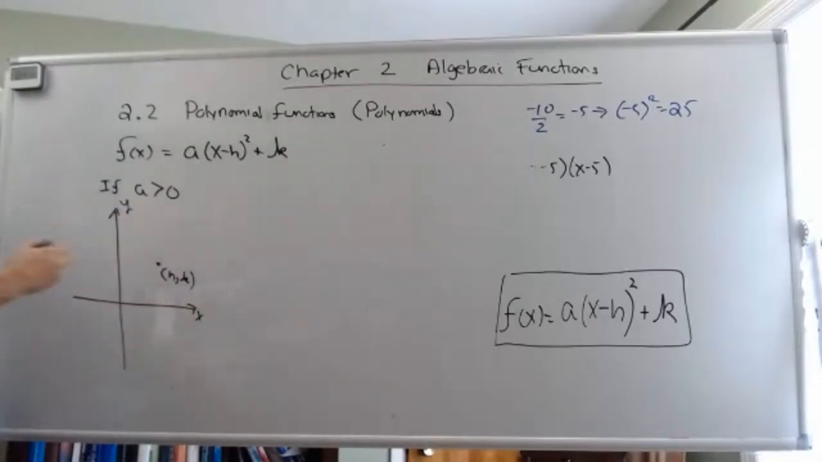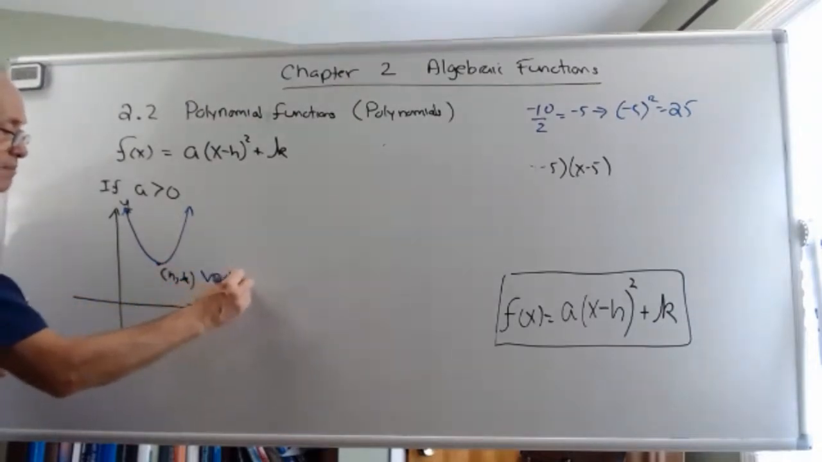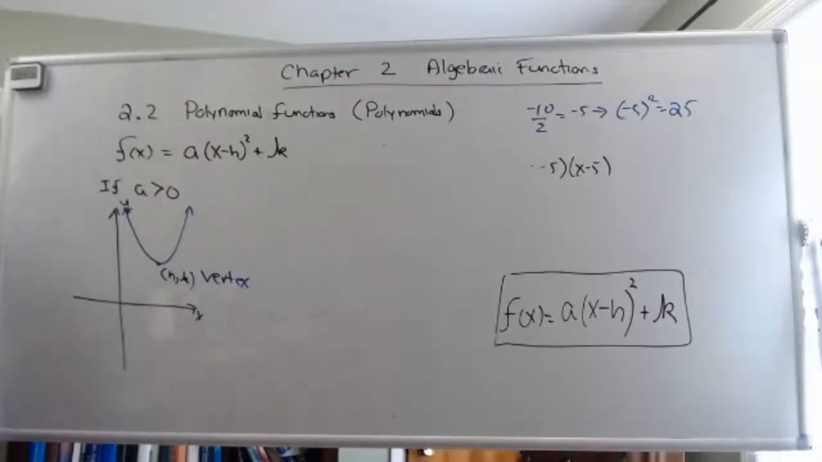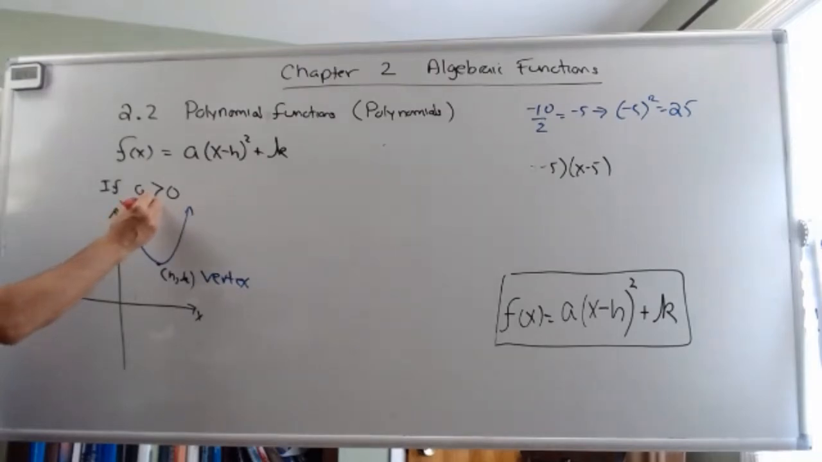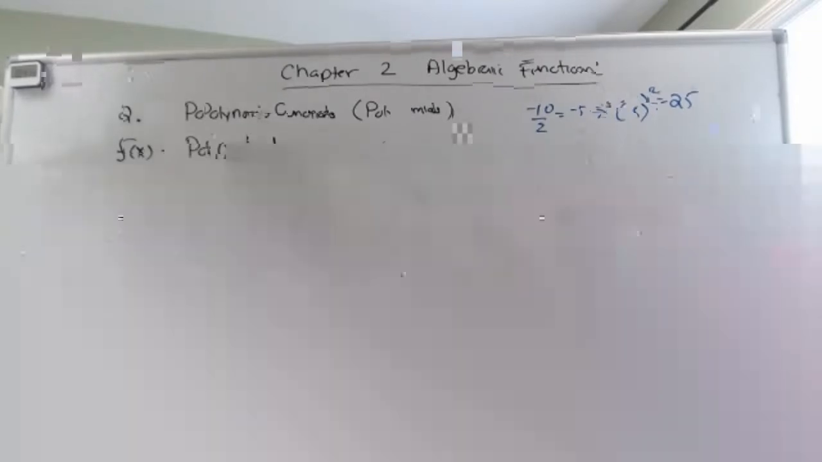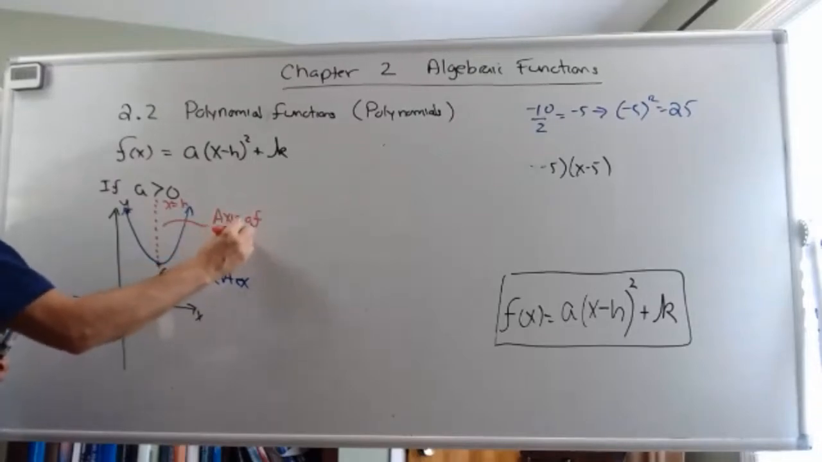And if a is positive, this will always give me a parabola that goes this way. And we could show that. This h comma k is given a special name. This is called the vertex of the parabola. And it also gives me a straight line through x equal to h. So this is my line x equal to h. That's called an axis of symmetry.